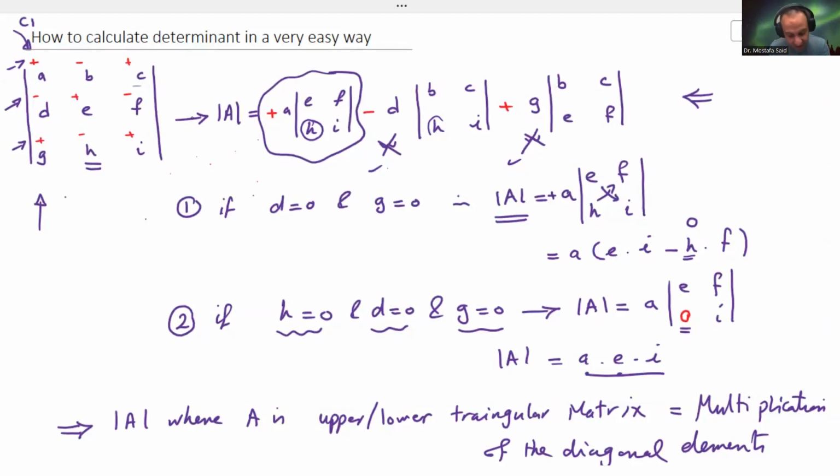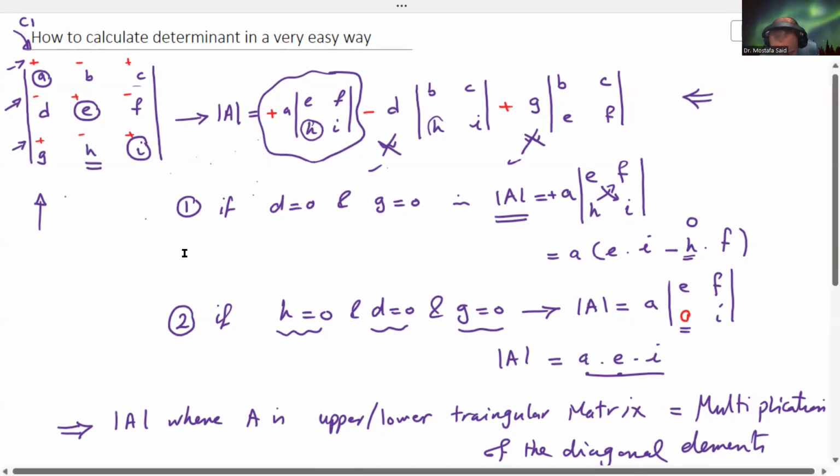Where is AEI? Here is AEI, these 3 elements, which, as you see, are located on the diagonal. So if you are given a matrix and you could get rid of elements D, H, and G, which are the elements underneath the main diagonal, then the determinant of the matrix will be just the multiplication of the elements on the diagonal. Very easy.